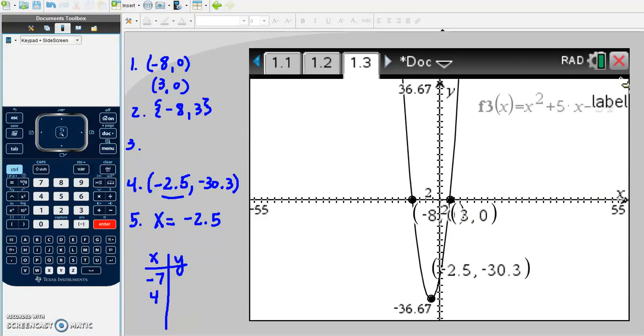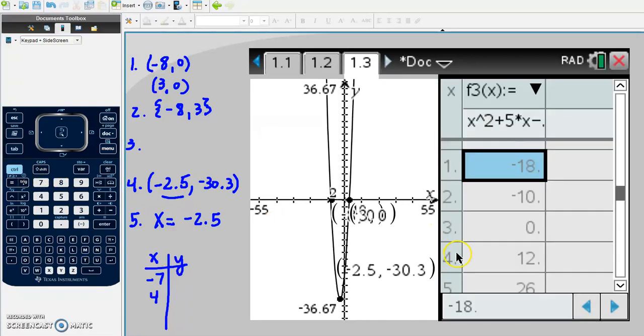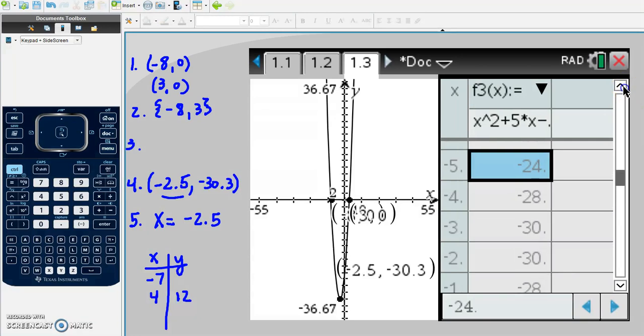So again, let's let our calculator do the work for us. We're just going to go to table. So if I go to Control T, that'll take us to the table. Right away, here's 4, so that means my y is 12. So let me go ahead and write that. And then if I move it up so that I can get -7 on my x side of that table, there's -7, so my y is going to be a -10. So again, let's write that. -10.